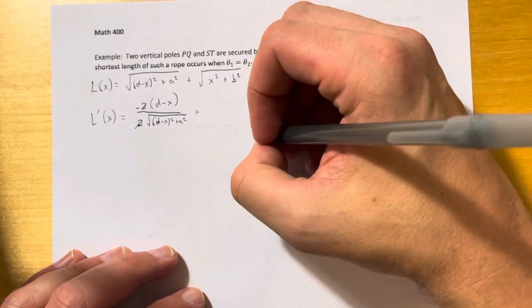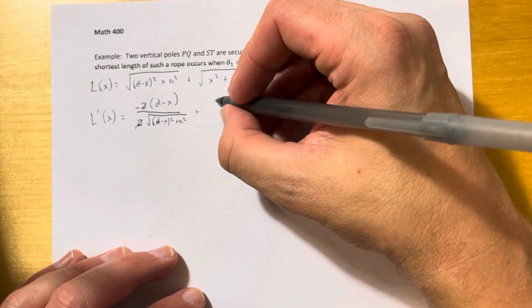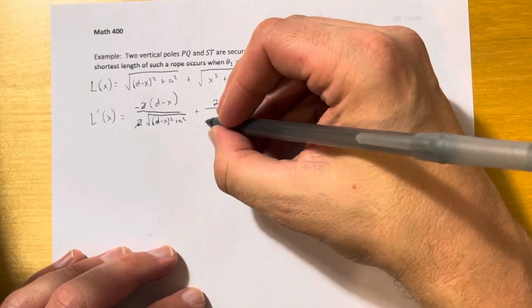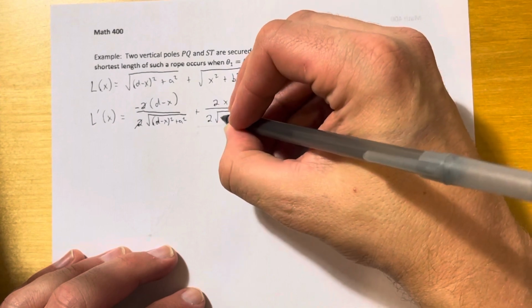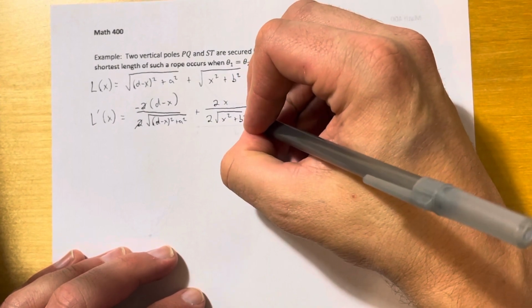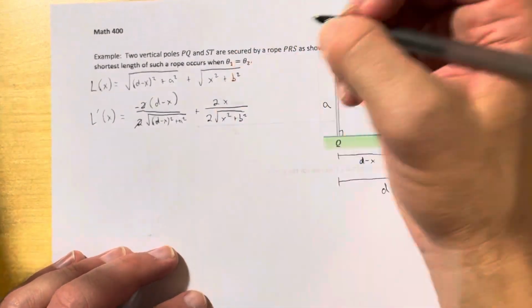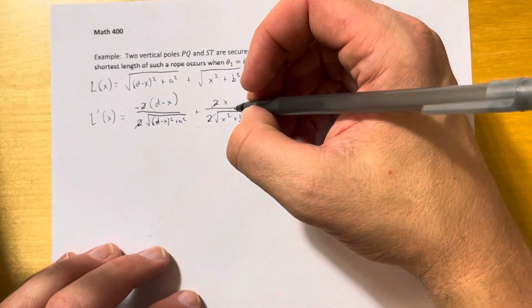Similarly, I want to take the derivative of the square root up here. I'm going to get 2x over 2 times the square root of x squared plus b squared. Again, I'm using the chain rule. You should verify for yourself that that's what you would end up getting. I can cancel those 2's as well.